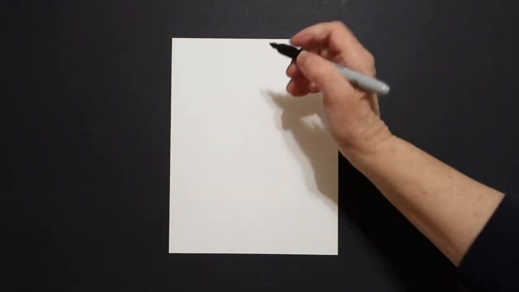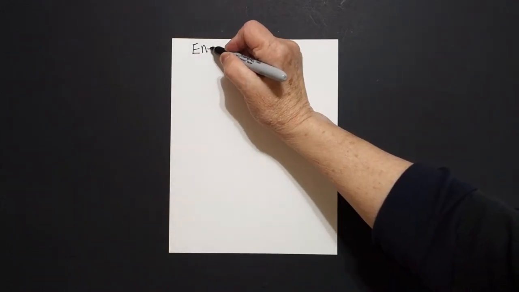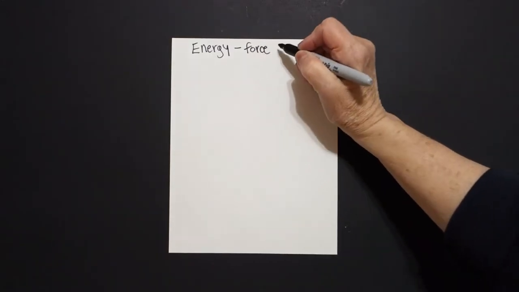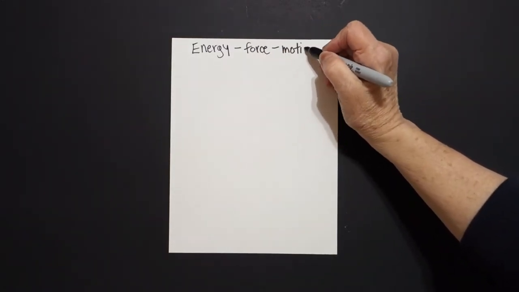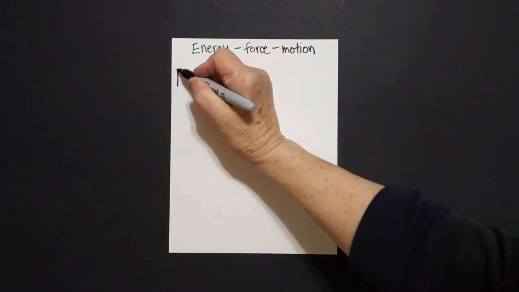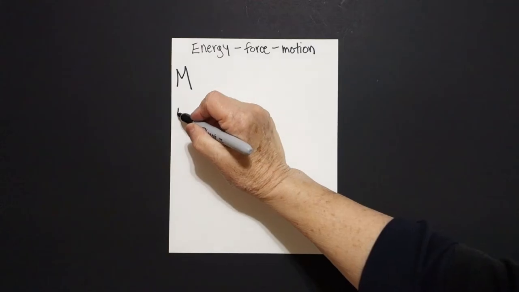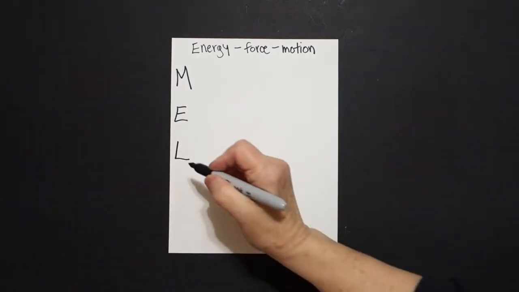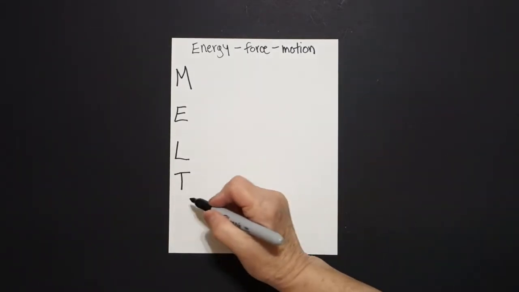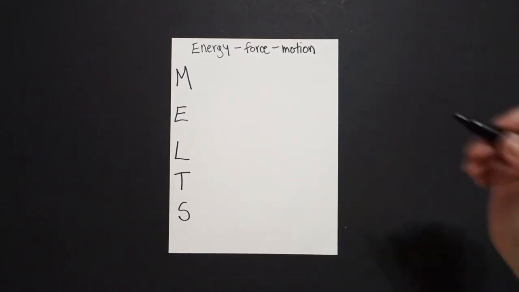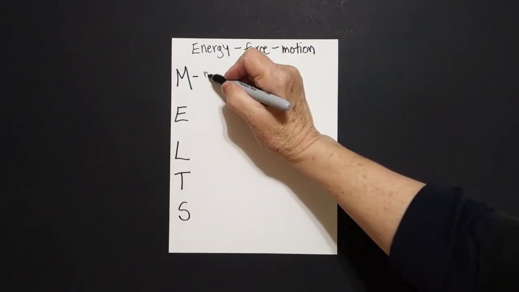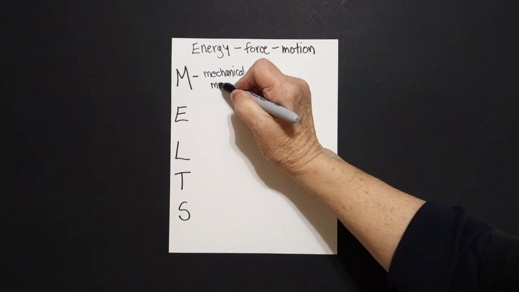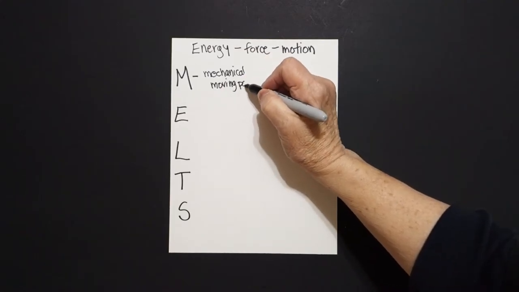Okay, let's draw. Today's project is different forms of energy. Energy, force, and motion. And we are going to use an acronym. We're going to use M for mechanical, E for electrical, L for light, T for thermal, and S for sound. Starting with the M, we're talking about mechanical moving parts. An example would be this.